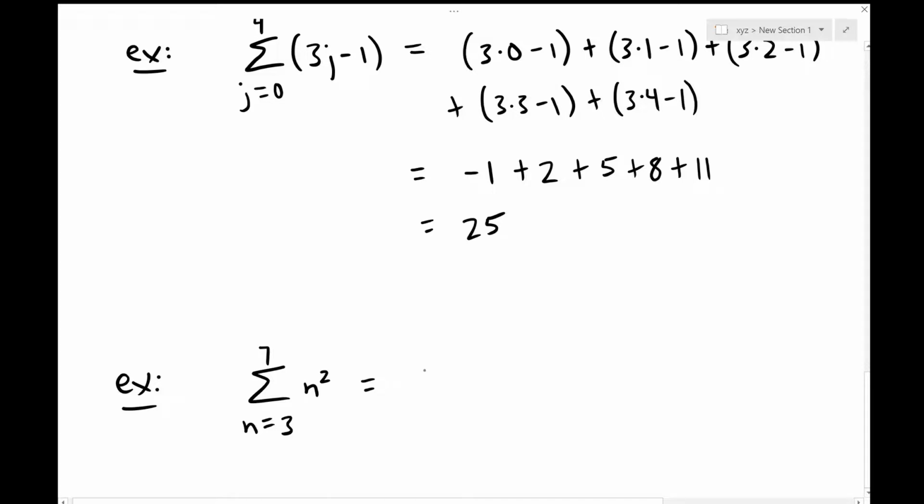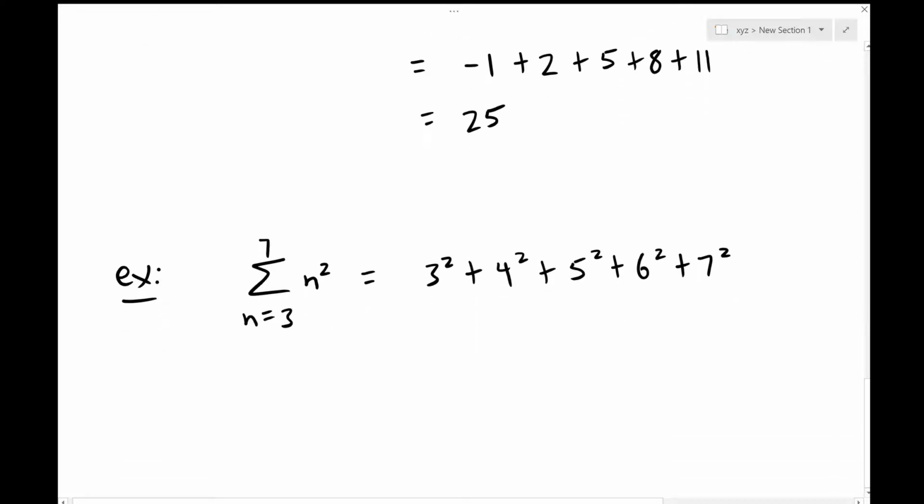Well, in this case, we would have 3 squared, which would be 9, of course. And then the next number we would have would be 4 squared, which would be 16. We would have 5 squared, 6 squared, and 7 squared. And so simplifying the results here, we would have 9 plus 16 plus 25 plus 36 plus 49. And adding these together, our final result should be 135.